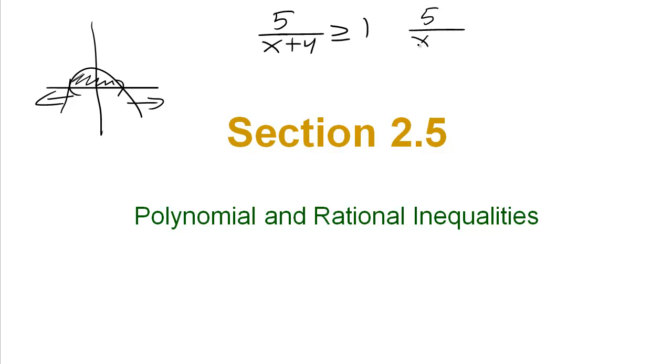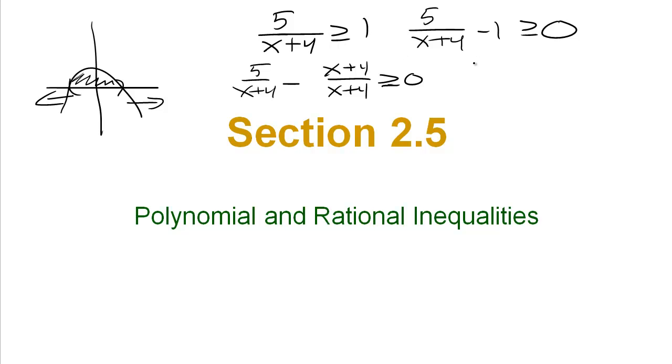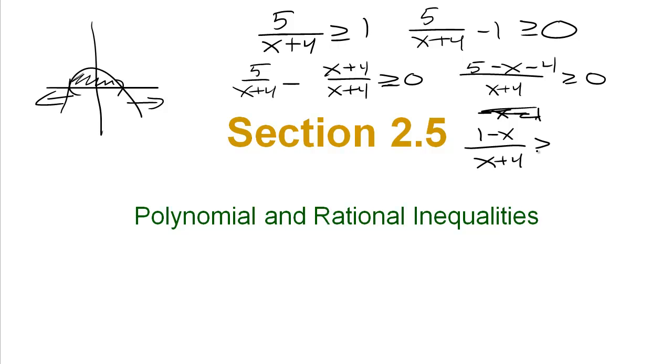So your first thing would be this: (5 over x plus 4) minus 1 is greater than or equal to 0. And now you have to make it one fraction, so you have to do a common denominator. 5 over x plus 4 minus (x plus 4) over x plus 4. Right, we just turned 1 into this, greater than or equal to 0. Put all this together, you get 5 minus x minus 4, right? Don't forget that you're subtracting everything, so you're subtracting that 4 as well, all over x plus 4, greater than or equal to 0. So the top simplifies to negative x minus 1. Sorry, wrong. 5 minus 4 is positive 1. 1 minus x over x plus 4, greater than or equal to 0.